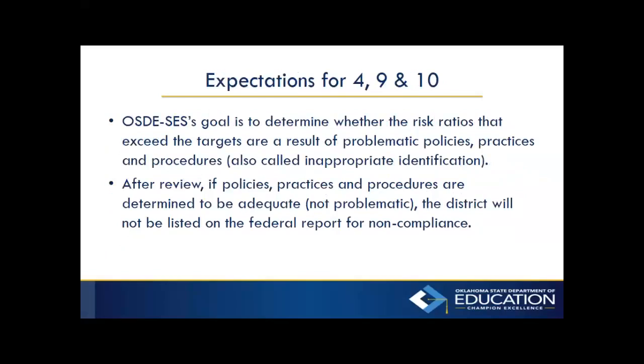So after review, after you complete your indicator tabs, if those policies, practices, and procedures are determined to be adequate, meaning they're not problematic, then the district will not be listed on the federal report for noncompliance, and you will not have to complete an improvement plan, okay? If we look at those and we determine that they're not adequate in one way or another, if your responses do not resolve the issue, then we will ask you to complete an improvement plan. Last year, I think we had 1 district out of all identified that had to do that, so we don't expect to find issues, but we have to go through this process in order to review those.